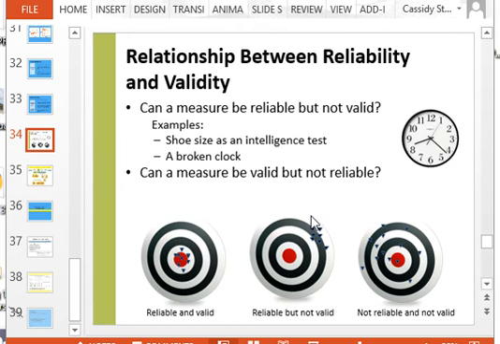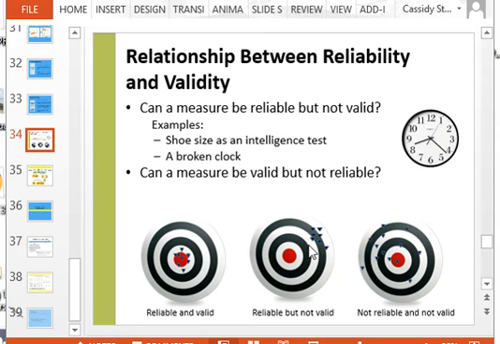The same idea would apply with a broken clock. A broken clock is going to be consistent. A broken clock that is, say, 5 minutes fast, for example, is always going to be 5 minutes fast. So it's reliable. You can count on it being 5 minutes fast. But it's not a valid measure of the time because it's not giving you an accurate measure of the time. So we can have reliability without validity.